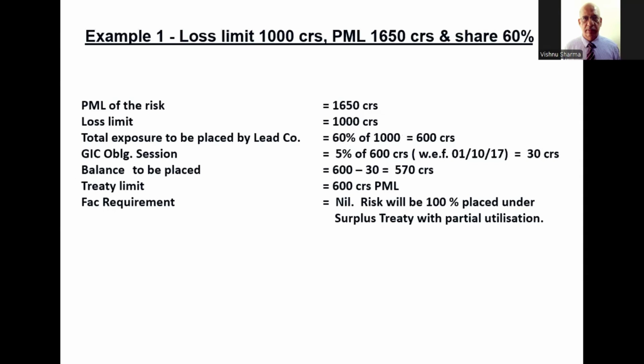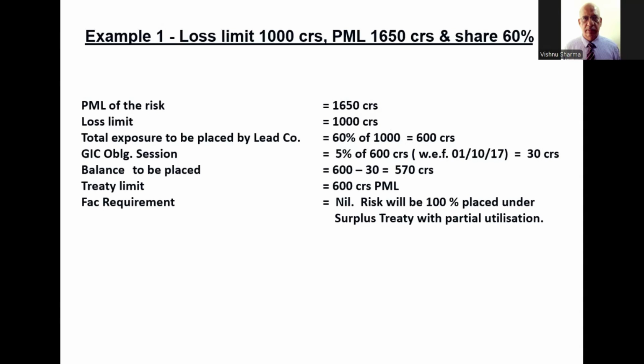Sir, in this case, 1650 is the PML of the risk. So the sum insured would be, of course, higher. So sum insured maybe 3,000 crore, 4,000 or 5,000, whatever may be the sum insured. We are not talking of sum insured of the risk. We are concerned with loss limit and PML. These are the two things we are concerned with. So, sir, loss limit is the sum insured which will be written by the lead insurer, right, sir? No, loss limit is not the sum insured. Loss limit is given in the policy. So it is offered. At the time of placement, this is to be taken into consideration.